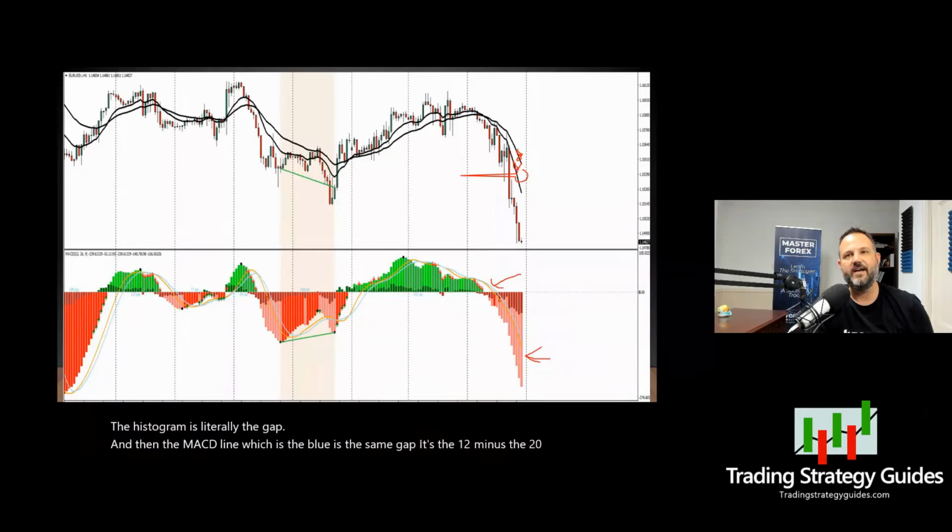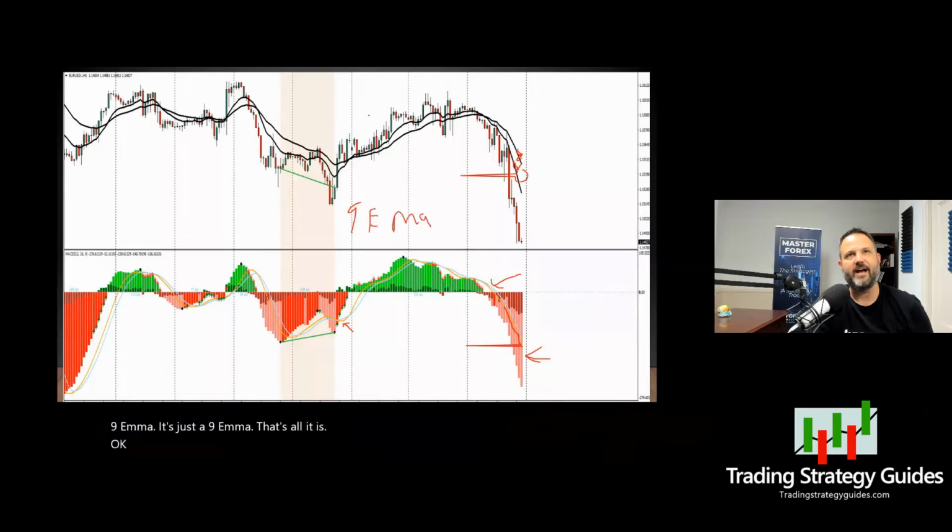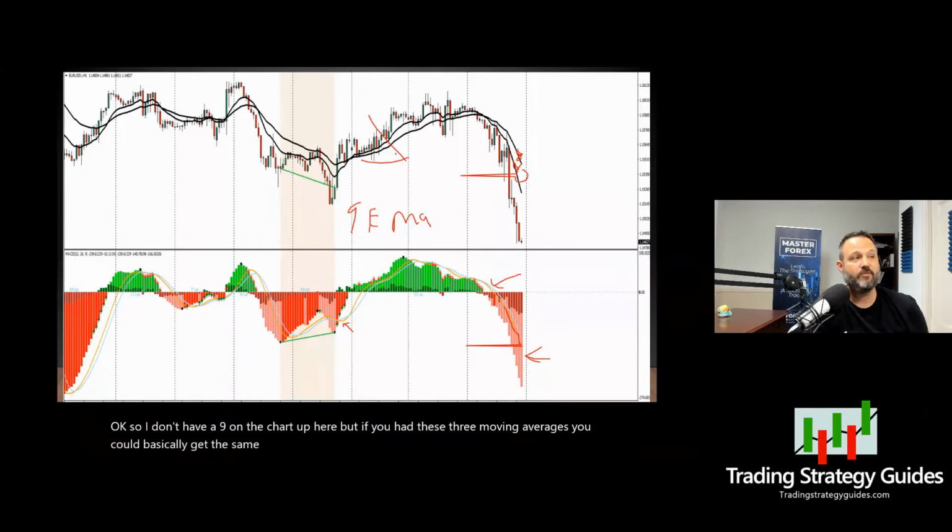But then the other line, it's hard to see because I have my colors, but right here, this orange line is just a 9 EMA. That's all it is. So I don't have a 9 on the chart up here, but if you had these three moving averages, you could basically get the same data. If you had a 9, 12, 26, you get all of the same data that you get on a MACD with those three moving averages.